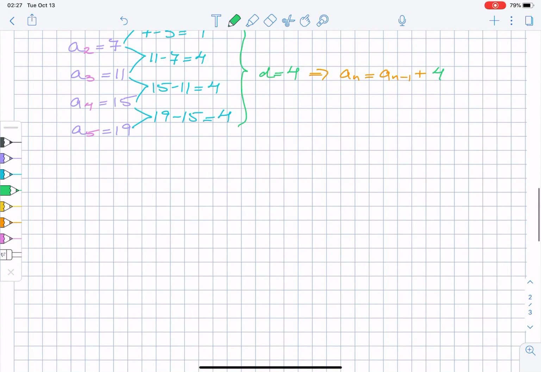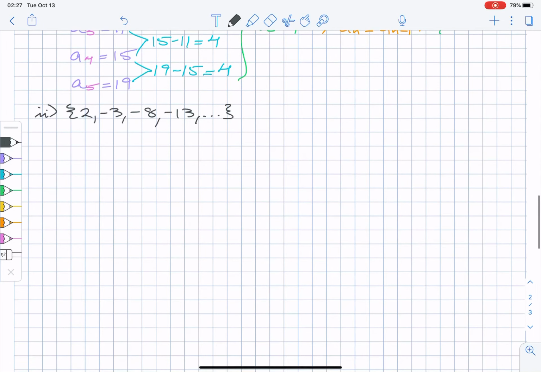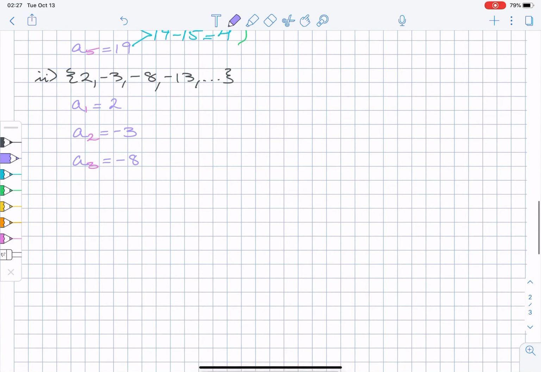Okay, so number 2, that's not so bad. Let's say we have 2, negative 3, negative 8, negative 13, etc. So we have that A sub 1 is going to be 2. A sub 2 is going to be minus 3. A sub 3 is going to be minus 8. A sub 4 is going to be minus 13, etc.